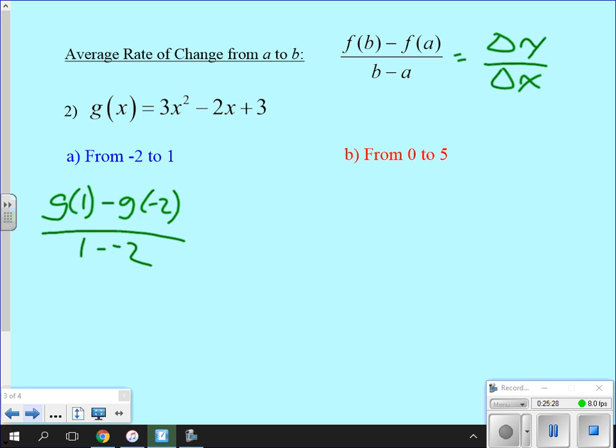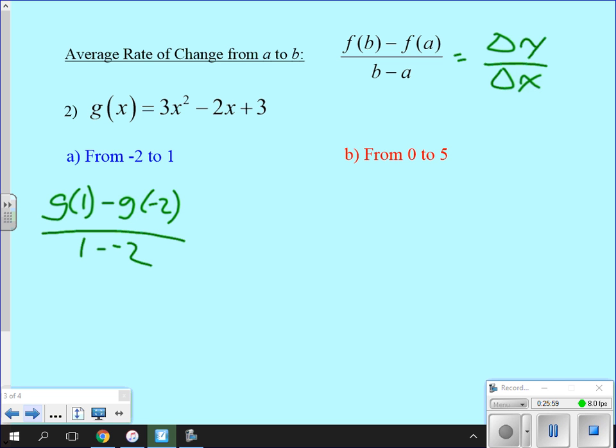Yes? Sure, have you found this one? It was given to me, right? Yeah. Just whatever points you're given. So I have a curve. Those are 2 points on the curve. I want to find the average rate of change connecting those 2 points. You're finding the slope of the line between those 2 points. So you have to figure out what the y value is for both of those. That's what g of 1 and g of -2 are. Those are the y coordinates to go with those two x coordinates.